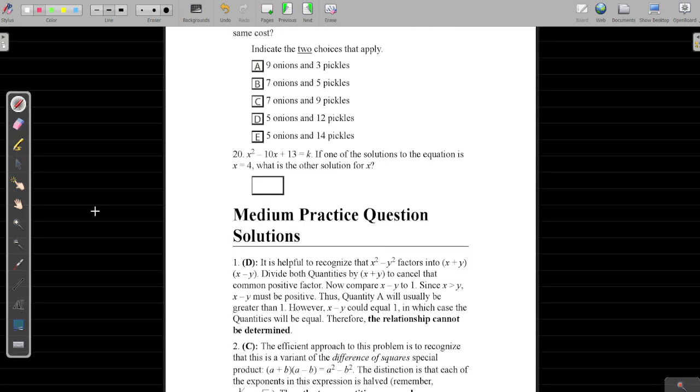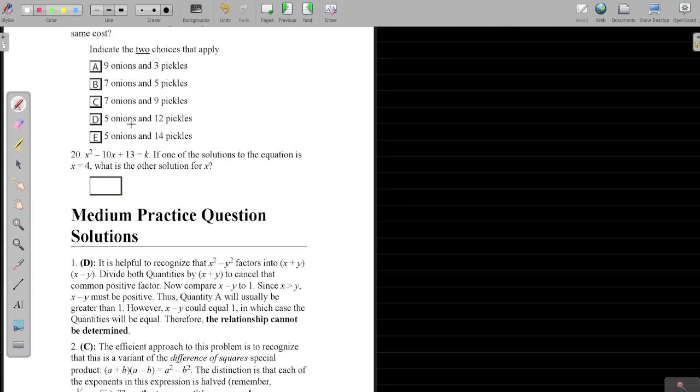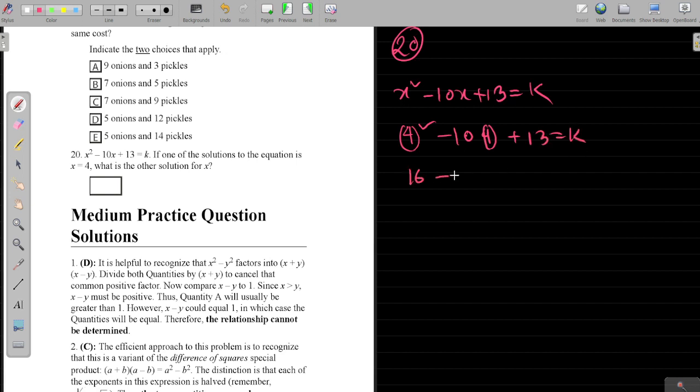And the last question is question number 20. X square minus 10x plus 13 equals k. If one of the solutions of the equation is x equals 4, now replace this x with 4. This one is 16 minus 40 plus 13 equals k. Then I will get the value of k here. So 16 plus 13 minus 40, so the value of k is minus 11.